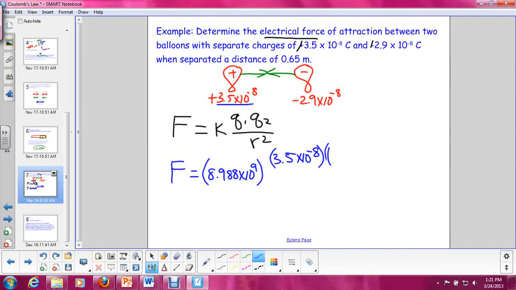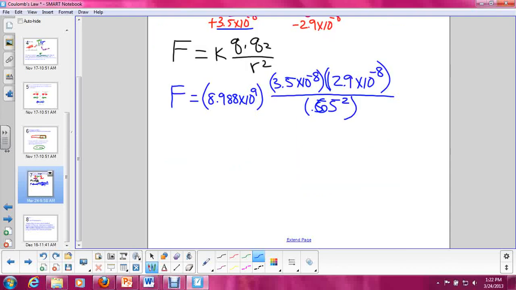So the other charge then, ignoring the sign, is 2.9 times 10 to the minus 8. And that is all divided by the square of the distance. These two balloons are 0.65 meters apart. And I need to make sure that I square that. It's really important that you square just the distance and not the entire thing. So you can't do charge 1 times charge 2 divided by 0.65 and then square it. That doesn't work. That is not mathematically sound.